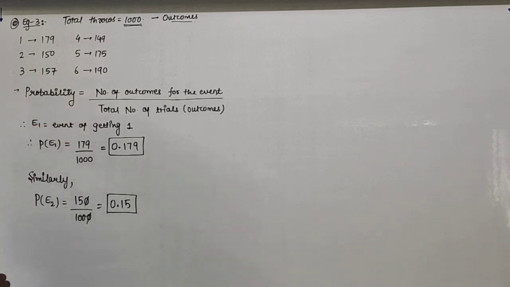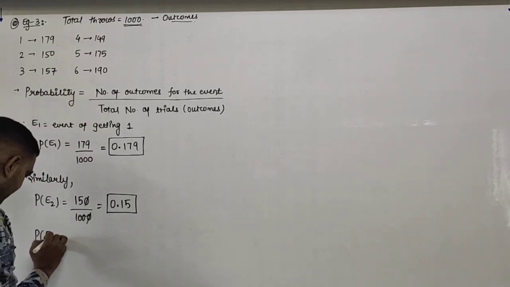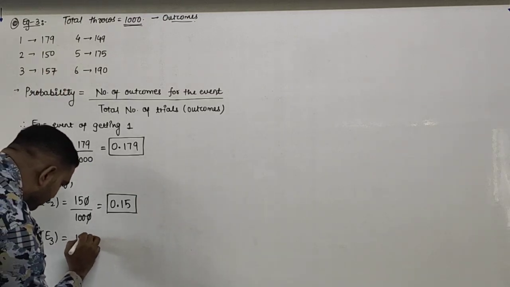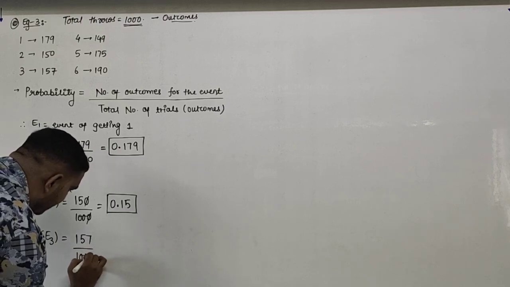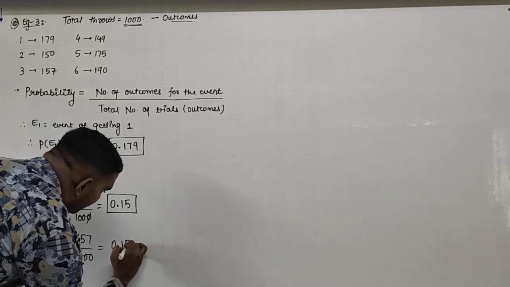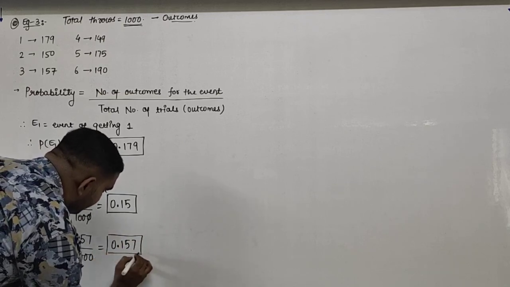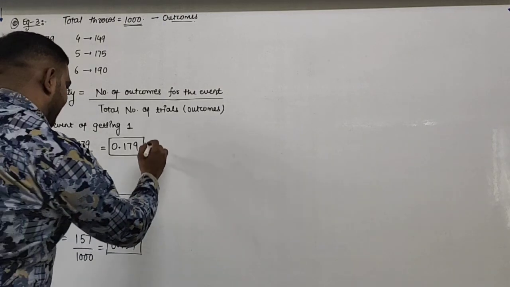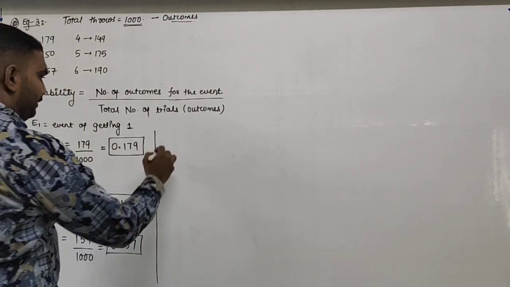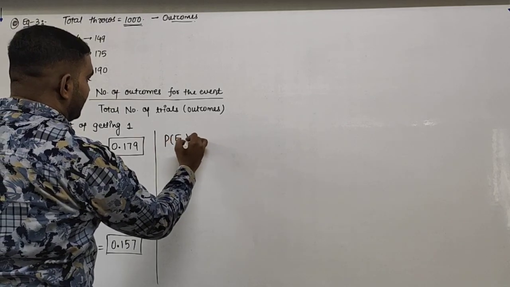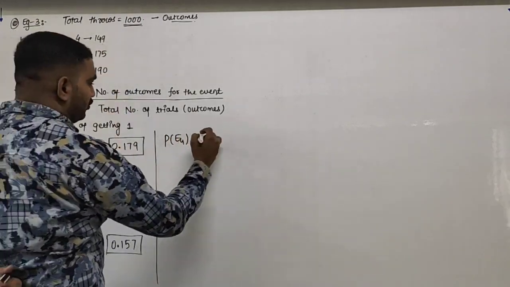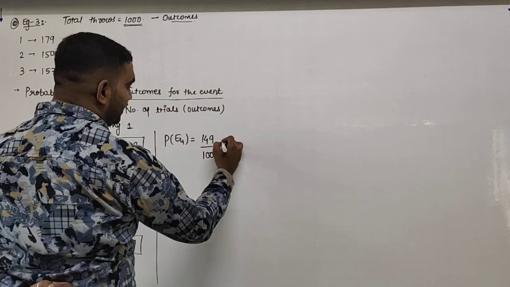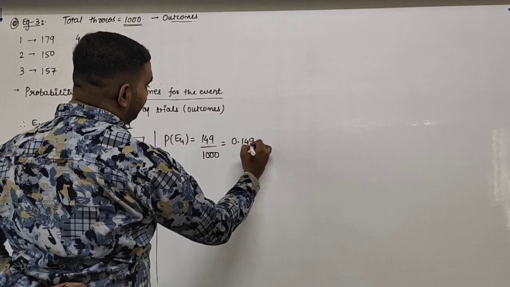Similarly, we will also get P of E3. For E3, how many times do we get 3? That is 157. So 157 divided by 1000 gives me 0.157. So that is the probability of getting 3. Similarly, I can find out for all the others. P of E4: how many times do I get 4? That is 149 times divided by the total throws, that is 1000. This gives me the answer 0.149.